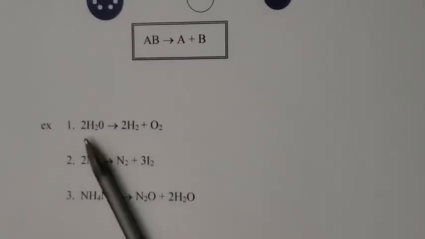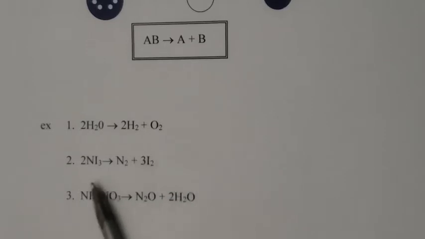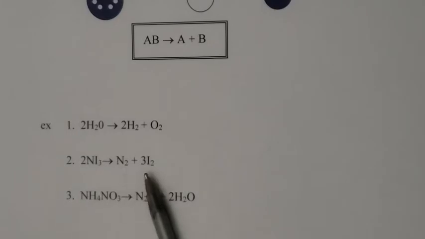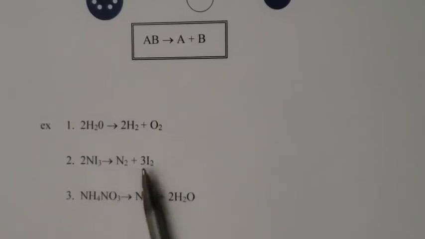So I have a few examples. So water, if I run an electric current through it, it will actually split it up into hydrogen gas plus oxygen gas. Here's another one. NI3 splits up into N2 and I2. So the nitrogen and the iodine split up. So you have one big thing splits up into two small things.